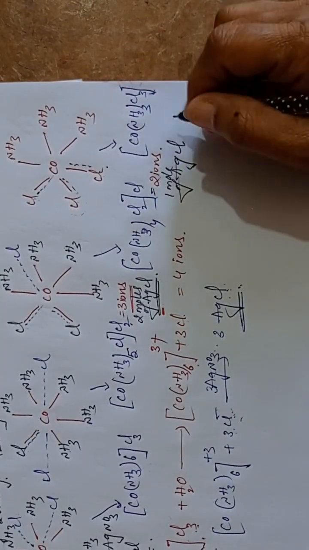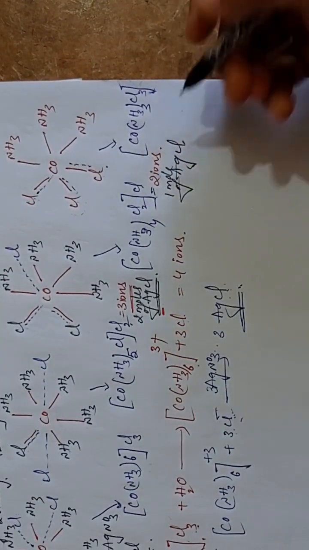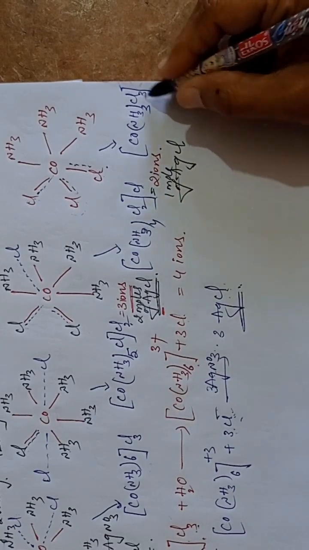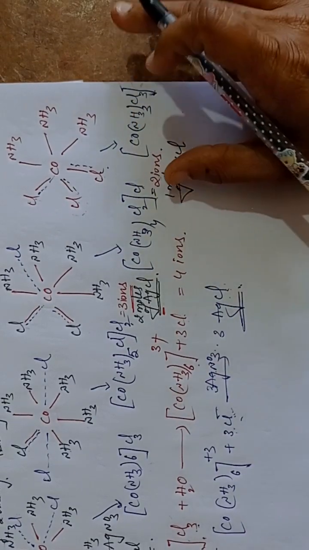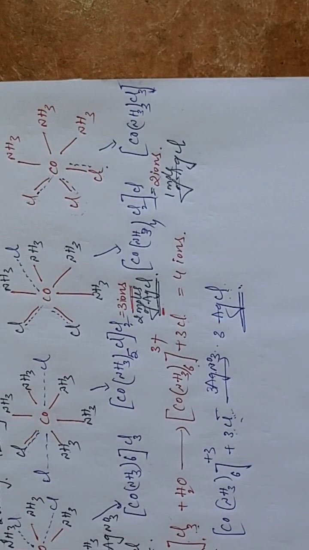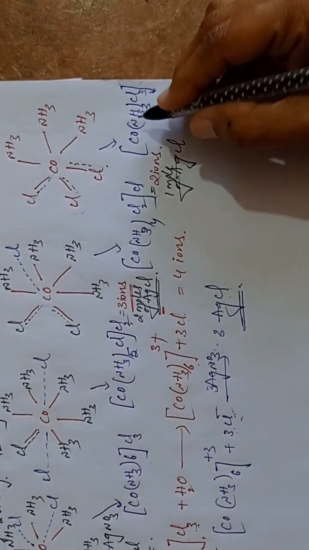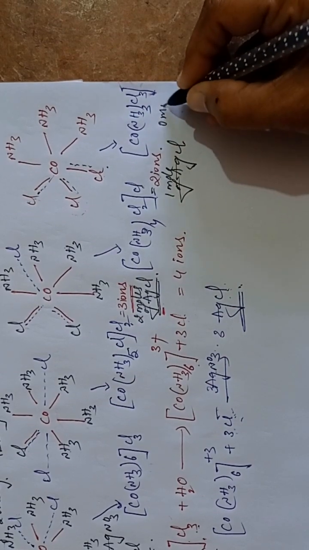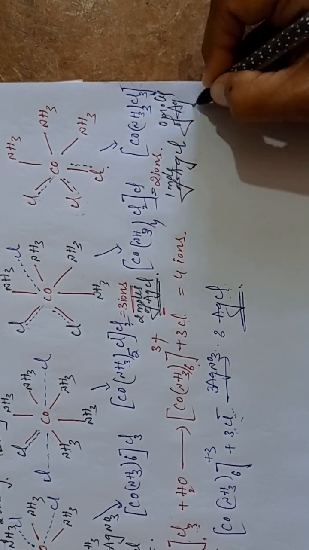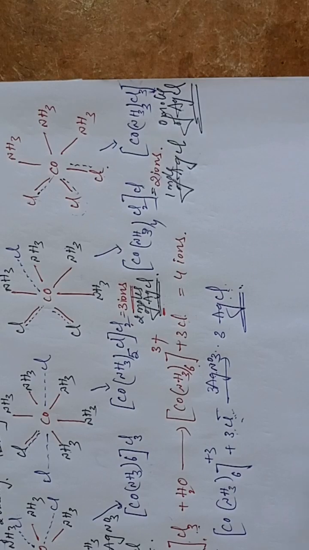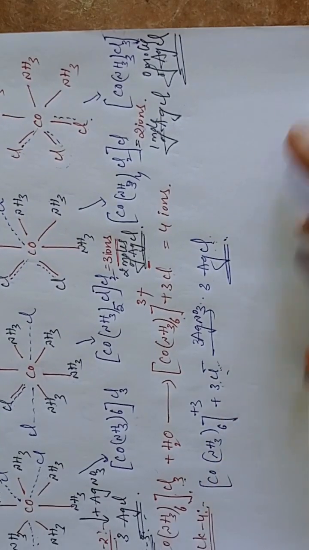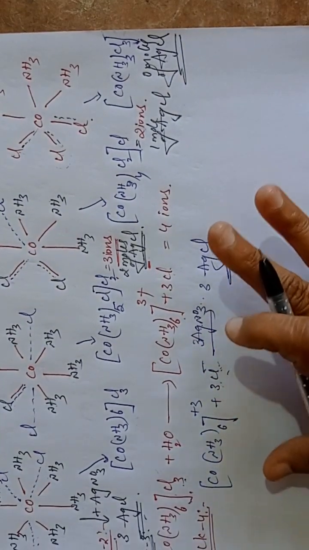How many ions are formed when it is added to the water? Only 1 ion. Are you understanding? So it is not dissociated into the ion. When it is added to the silver nitrate solution, students, 0 moles of AgCl is formed. It is not giving any AgCl. So till here trick number 4 is completed.